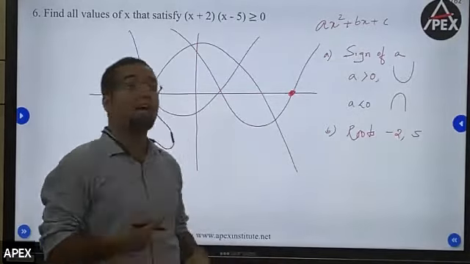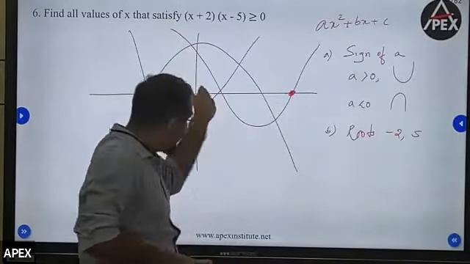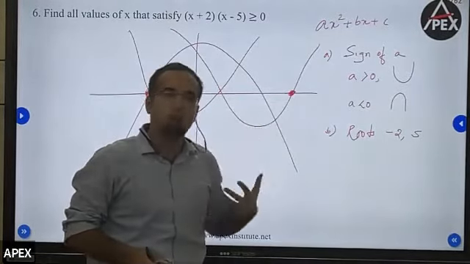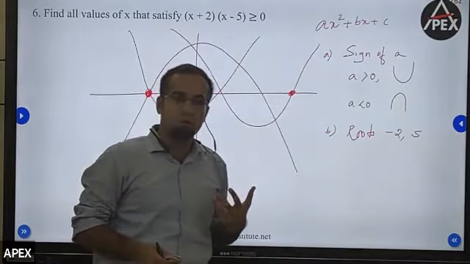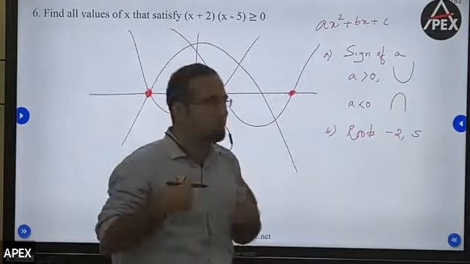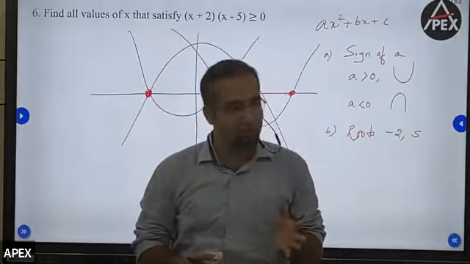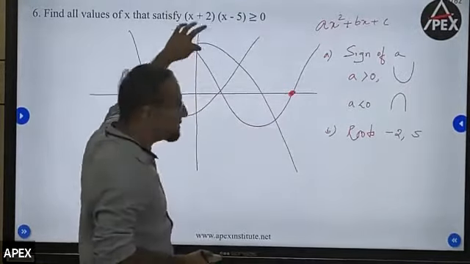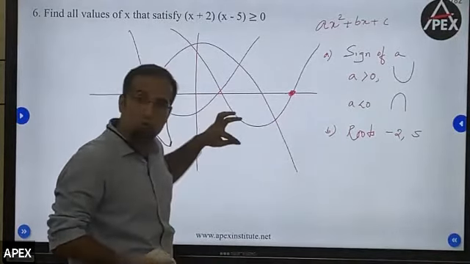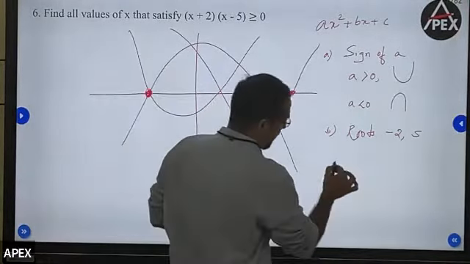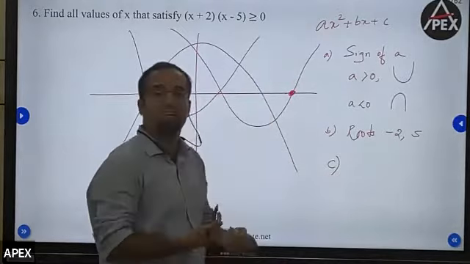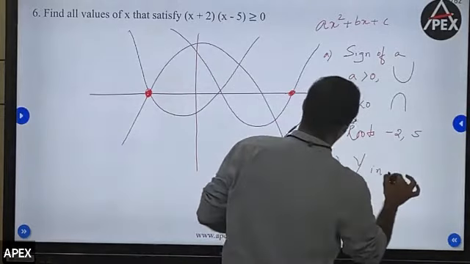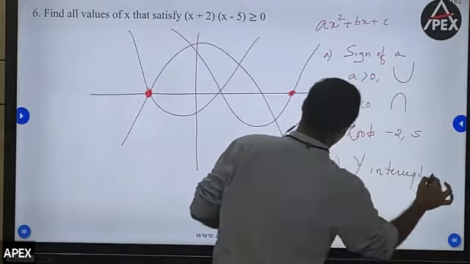Clear? The third thing I need to know is where the line cuts my y-axis. The point at which the line cuts my y-axis is called the y-intercept. Any point on the y-axis has the value of x equal to 0. So the third thing you need to understand to plot a quadratic equation on a graph is the value of the y-intercept.